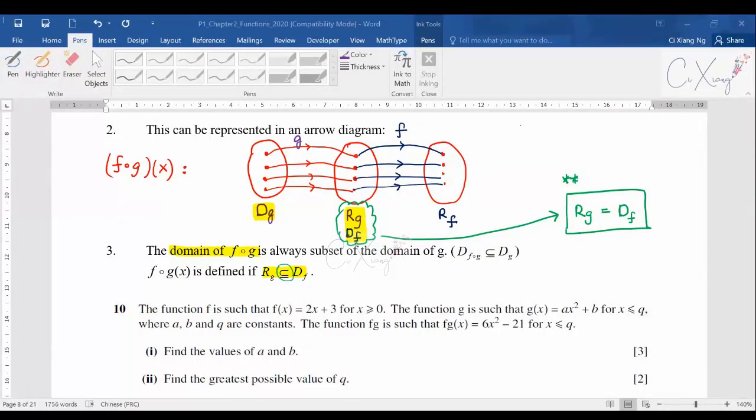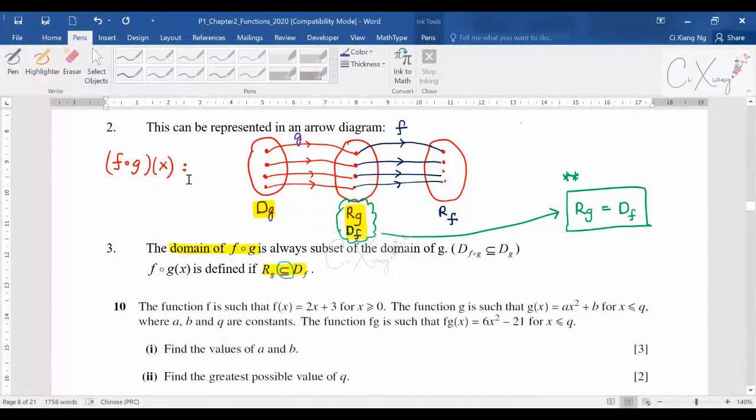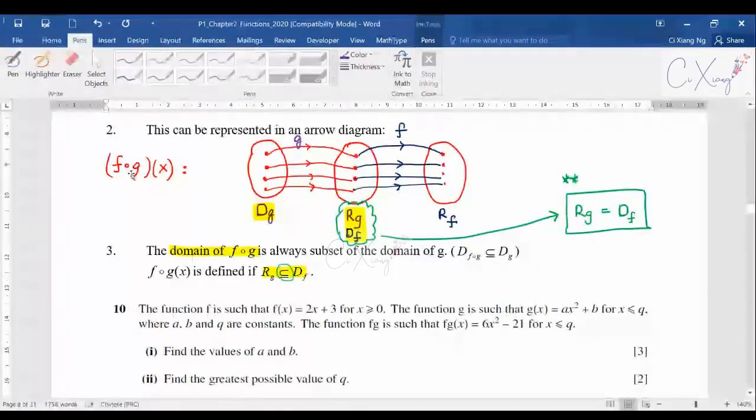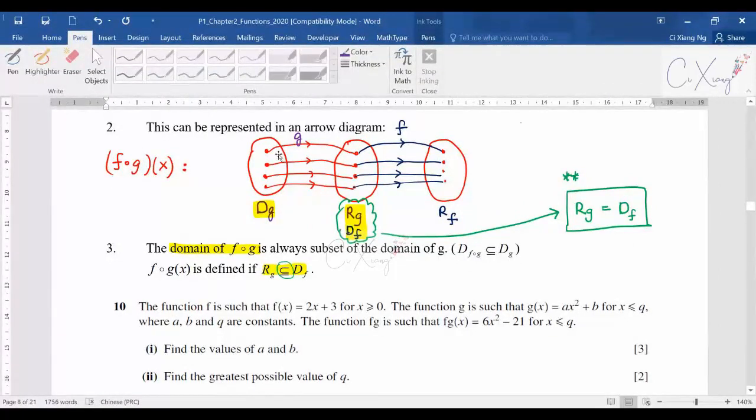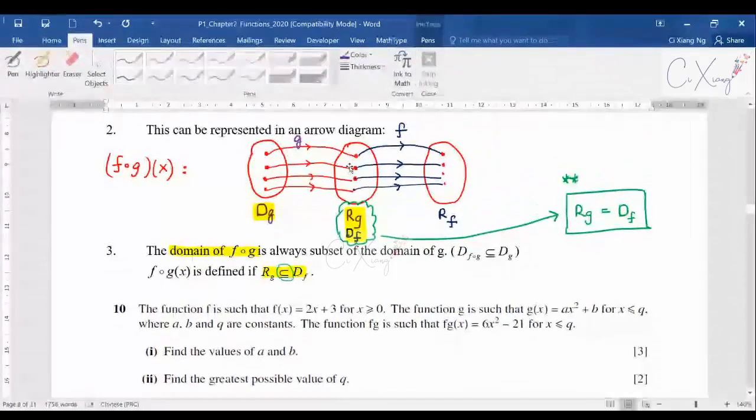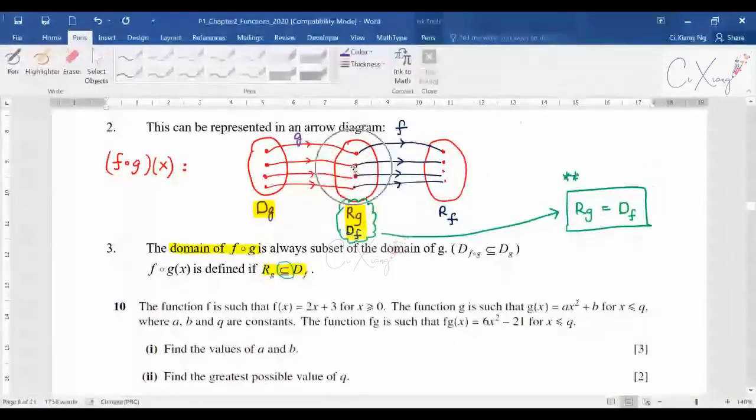Again, just to recall, in the previous video I showed you that for the composite function f composite g, when you want to draw the arrow diagram, it looks something like this. This is the domain of g, this is the range of g, and after that, this is the domain of f, and this is the range of f. From here there's one important piece of information: for the composite function f composite g, the range of g should be equal to the domain of f.